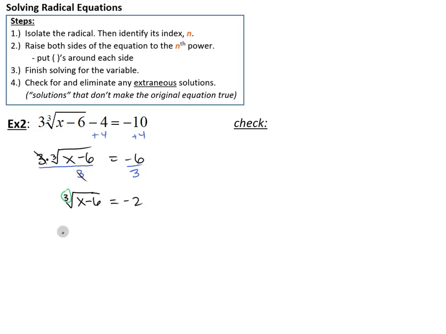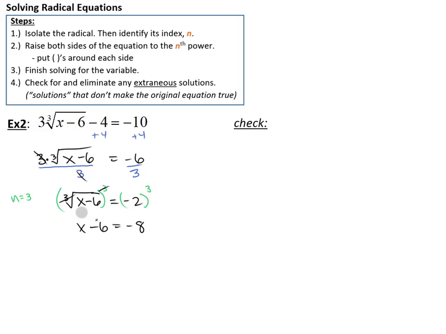Okay, now we need to identify the index n. So here's my n value. It's 3. Okay, so n equals 3. And we're going to raise each side of the equation to the nth power and put parentheses around each side when we do that. So in this case, to the third power, since this is a cubed root. That's what will cancel out. A cube root is to cube both sides. So we end up with x minus 6, kind of breaks out of its radical jail or prison there, and -2 times -2 times -2 is -8.